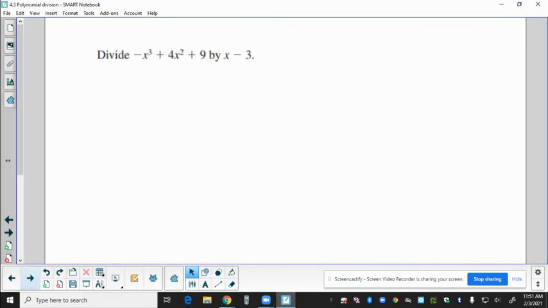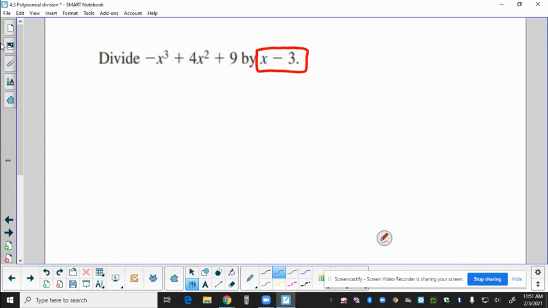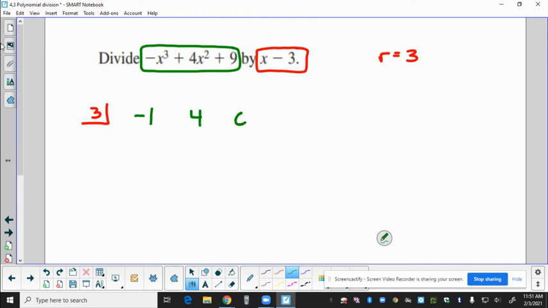Next thing. How about everybody tries that one by themselves? Get that a little bit bigger for you. There you go. Everybody try that one. Okay, let's see how you did on this. So my divisor is x minus 3 over here, right? That means the root is actually 3. I'm going to put that in a box. My dividend is right here, and it looks like I'm missing an x term. So when I put my coefficients in, x is going to be a 0.